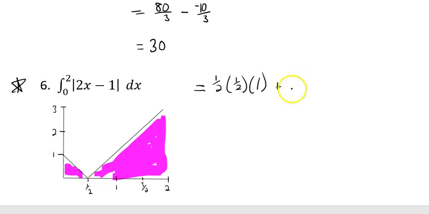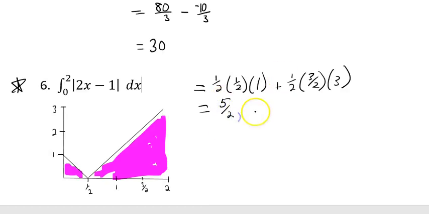And then the big triangle, 1/2 base. Base in this case is 3/2, or 1.5, and then our height is 3. And so if we calculate that, you can get 5/2, or 2.5 if you're in decimal form. And that is the exact area because, again, those were perfectly triangular shapes.